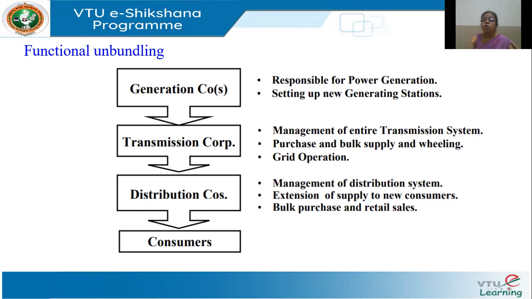So a private producer is there. How do they transmit the power? They wheel it through the existing transmission lines. That is monitored by the transmission companies and the grid operation. Okay? The distribution companies manage the distribution to the end consumer.